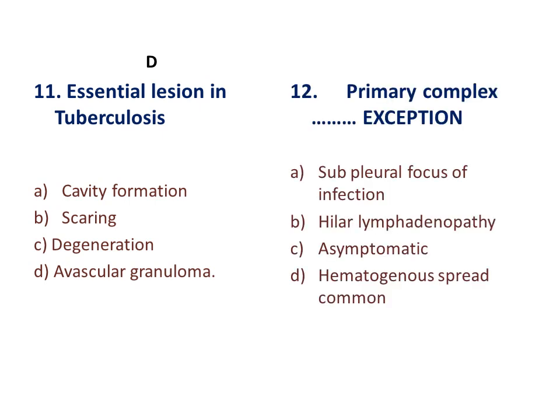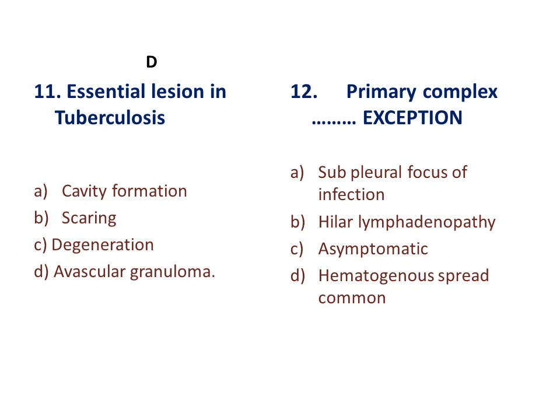Next, the 12th one is primary complex. Which of the following is the exception related to the primary complex? A. Subpleural focus of infection, B. hilar lymphadenopathy, C. asymptomatic, D. hematogenous spread. Yes, in the early stage of the lesion, you can see the foci of lesion in the subpleural area, and from this subpleural area the infection will be drained into the hilar lymph nodes, so you can see hilar lymphadenopathy. And in this case, the patient may not have the typical symptoms of tuberculosis.